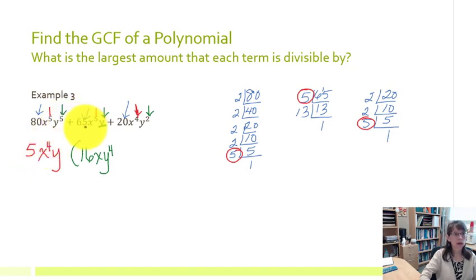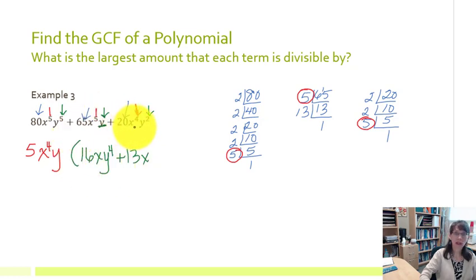So 5 times positive 13 will make 65. Now compare your variables again. X to the 4 is what we have, but we need x to the 5th. So we need one more base of x. Y to the 1st is what we have, and we need y to the 1st. Well, that's already an exact match. That tells us we don't need any more y, so I don't write any more bases of y.